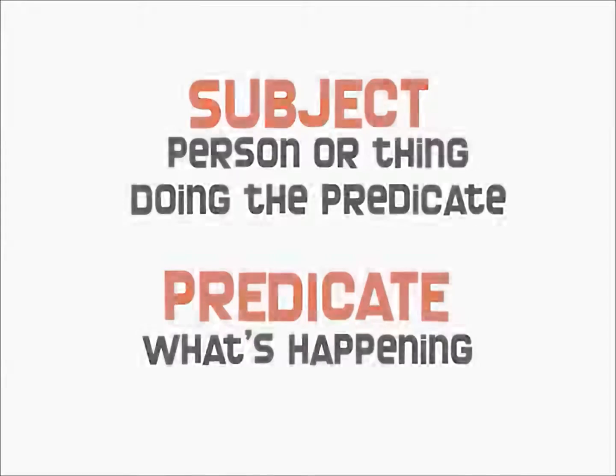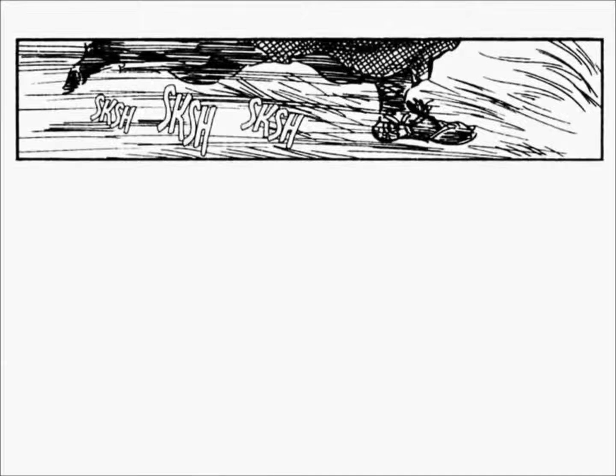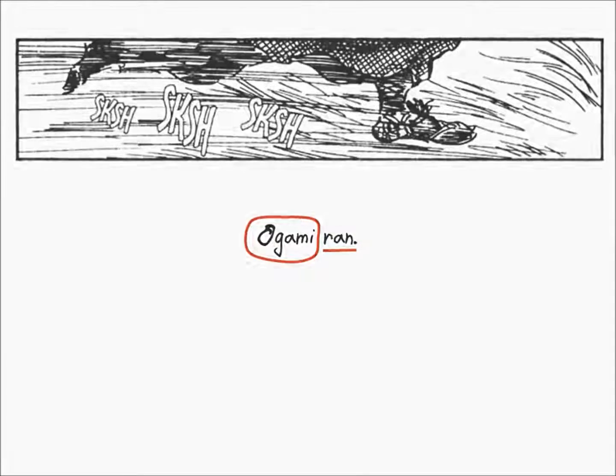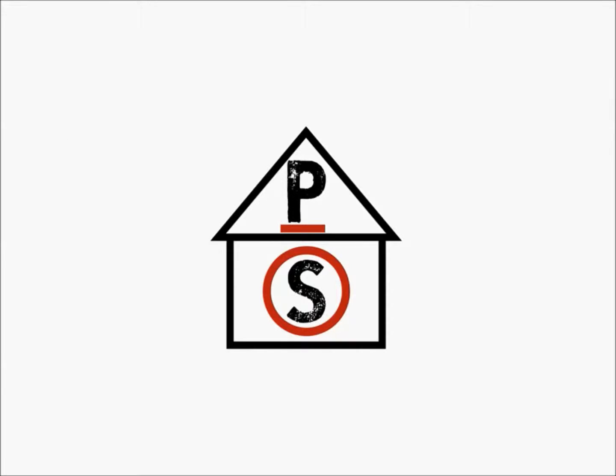So let's look at a really basic sentence. Ogami ran. What's happening? Running. And who's doing it? Ogami. Ogami is the subject, and ran is the predicate. Every sentence works the same way, and we use this icon to help us remember that structure. A subject plus a predicate makes a sentence, just like walls plus a roof makes a house.